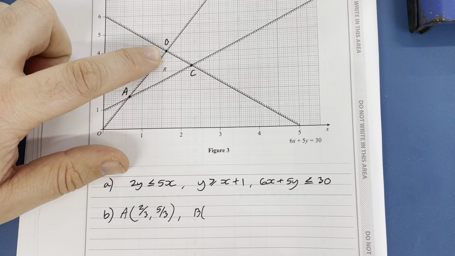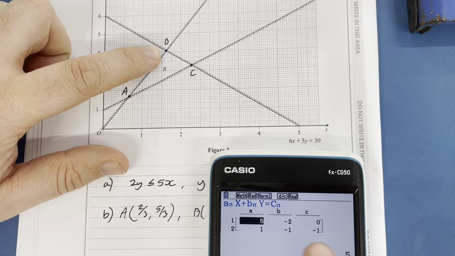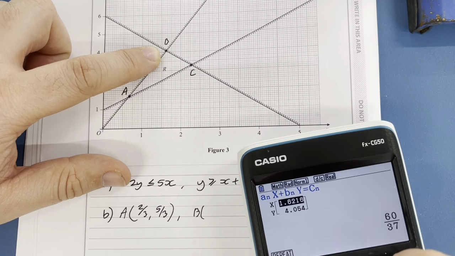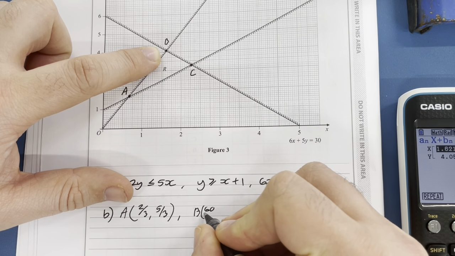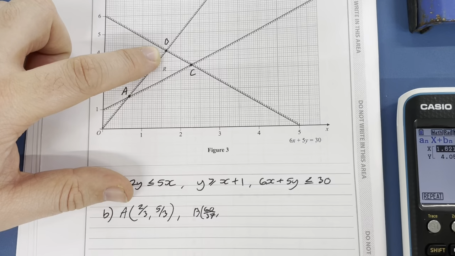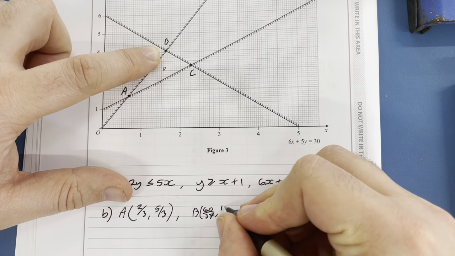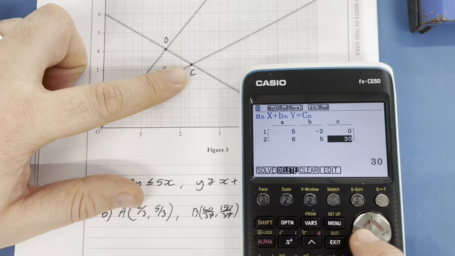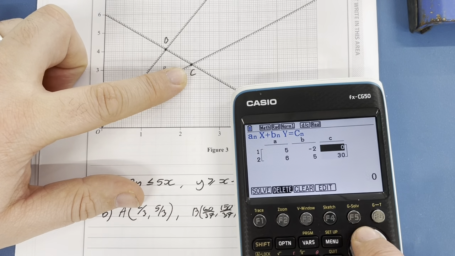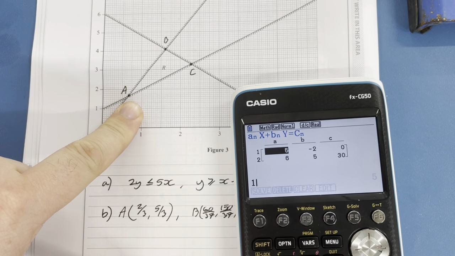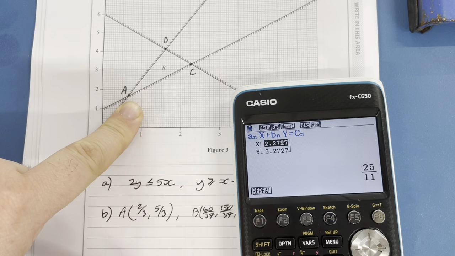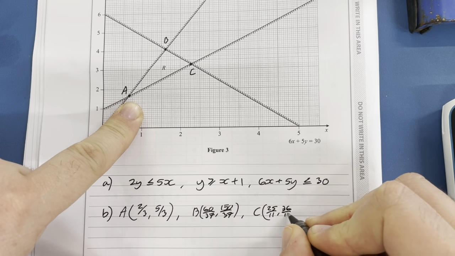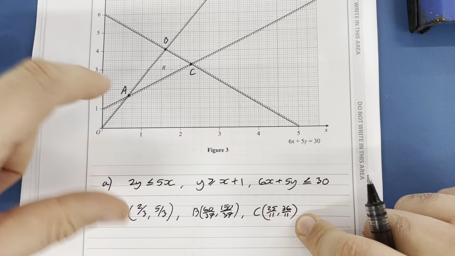B is the intersect of 2y and 5x. So that top line stays the same, but the bottom line is now 6x plus 5y is 30. And that gives me that x is 60/37. And because the question's asked for exact values, you've got to keep these exact. And the y value is 150/37. And then finally the C coordinate, that's the intersect of the other two lines. So 6x plus 5y is 30, we've already got that one down. And then it's just this one, which is x minus y equals minus 1. So I get x is 25 elevenths and y is 36 elevenths. Okay, so those are the 3 points.